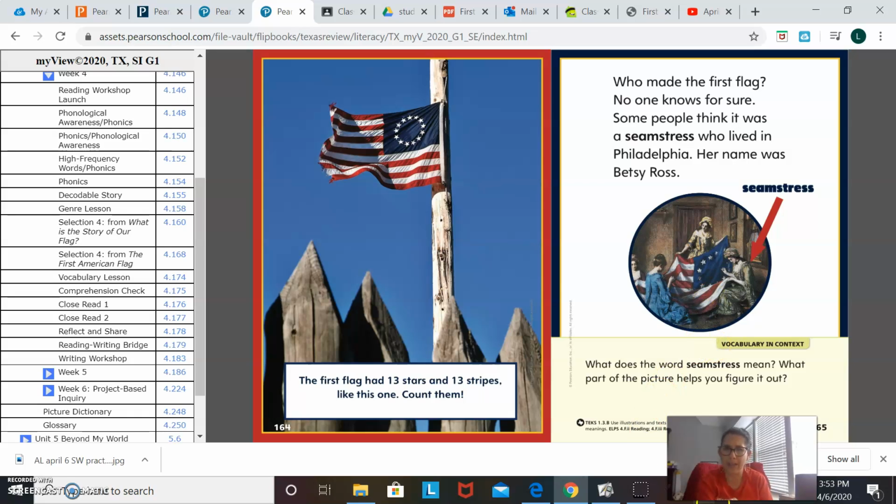Who made the first flag? No one knows for sure. Some people think it was a seamstress who lived in Philadelphia. Her name was Betsy Ross.